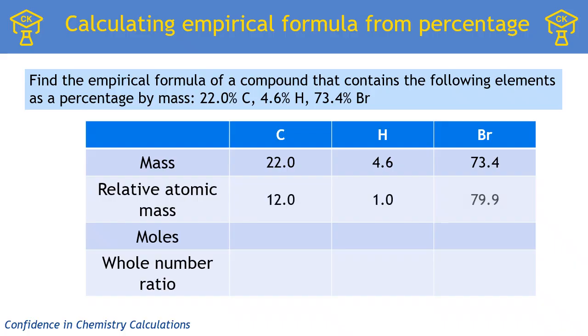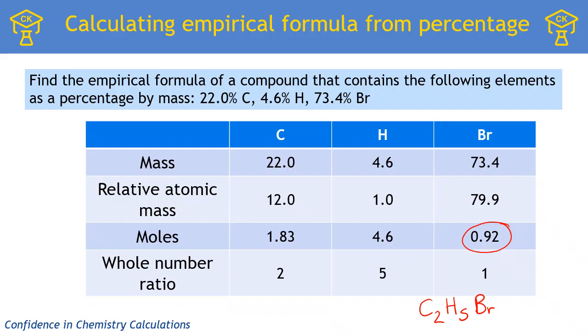I'm going to look at my relative atomic masses for each element on the periodic table. I'm going to divide each element by the relative atomic mass. So I'm going to do mass divided by relative atomic mass to get moles. I get my numbers. Here's my 3 numbers. And I'm going to divide each one by the smallest number, which in this case is 0.92. And that gets me a ratio of 2 to 5 to 1. Don't forget to put the final answer, which would be C2H5Br.